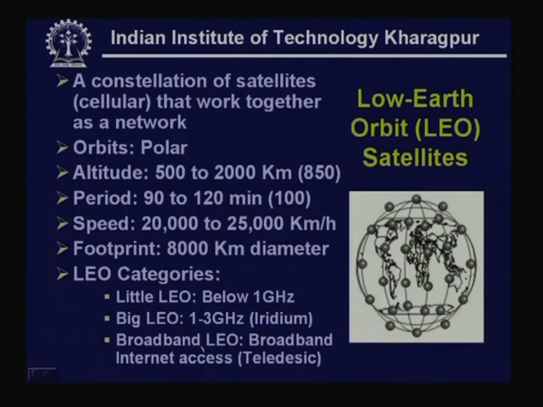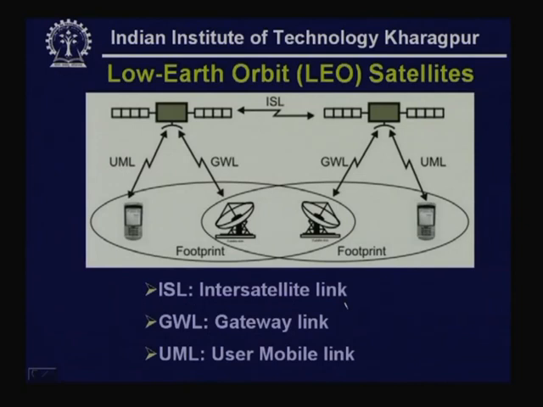And the third category of LEO satellites is used for broadband internet access, and one notable example is Teledesic. I shall discuss more about these two systems, Iridium systems and Teledesic systems. Let us first consider how they communicate.